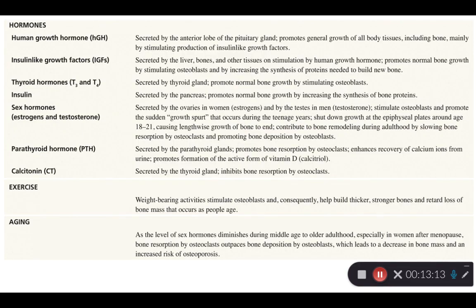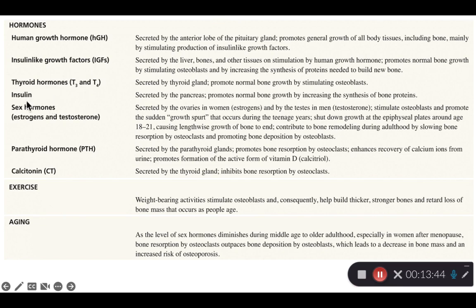Okay, last kind of things are some hormones. All right, we already talked about the big two being parathyroid hormone and calcitonin. But there's growth factor, all right, human growth hormone, HGH, extremely important in growth of bones. We won't talk about the insulin-like growth factors, but your thyroid hormones are very important in normal bone growth. Insulin's important. We won't get into that.